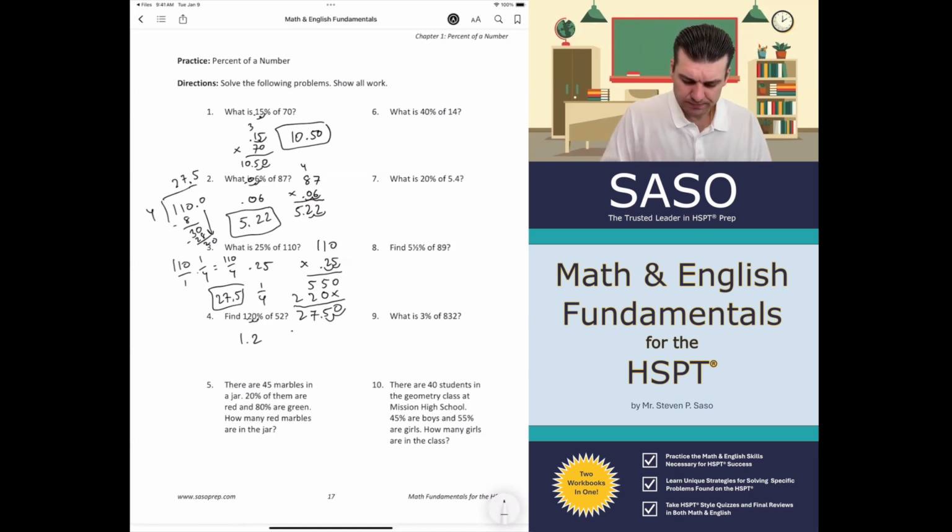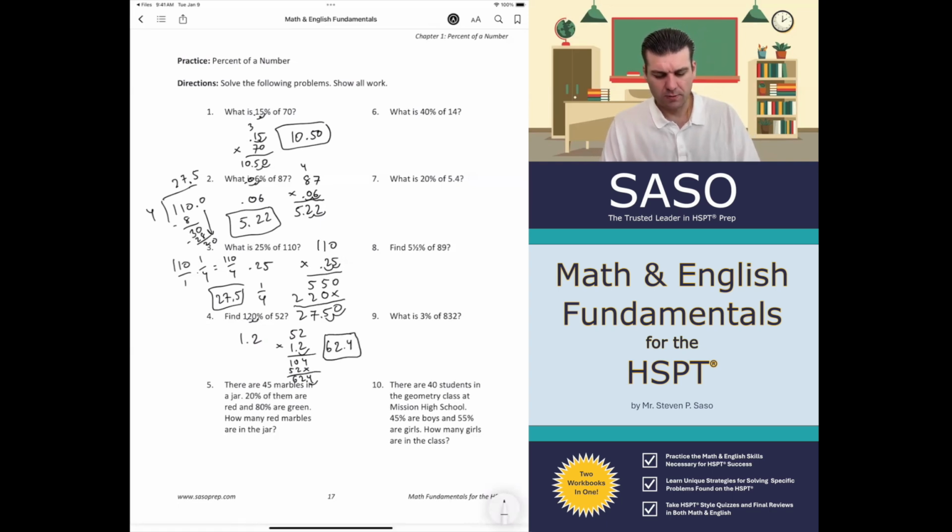And now we multiply, right? So 52 times 1.2. Okay, 2 times 2 is 4. 2 times 5 is 10. Placeholder, use that X. 1 times 2 is 2. 1 times 5 is 5. Let's add these up. 4, 2, 6. And we just have one decimal place to go here. So this one is 62.4 for number 4.